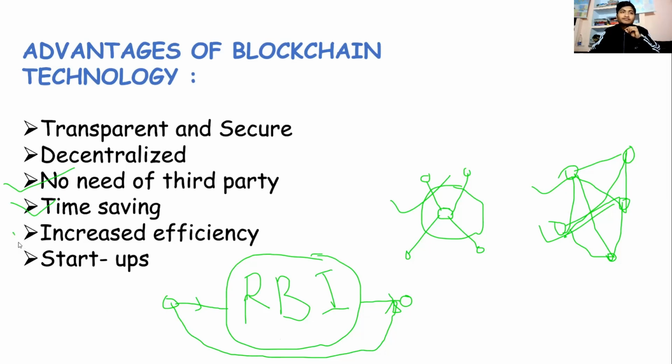Now the next one is increased efficiency. Blockchain technology has enhanced the real-time visibility of every data, every piece of information, for all the stakeholders. This gives us reliability and hence also enhances efficiency. Technology startups can use blockchain technology. It will be very secure, very time saving and trustworthy as well.